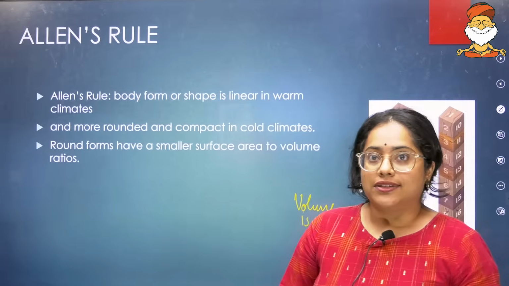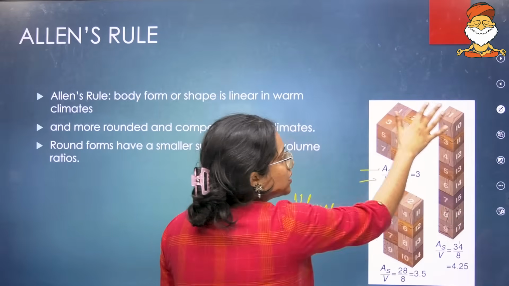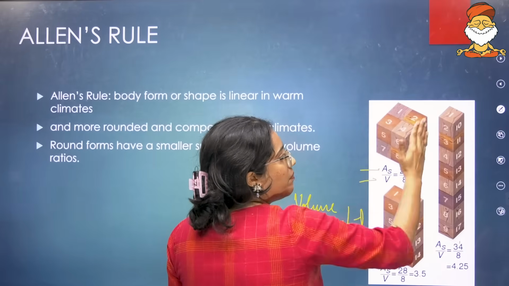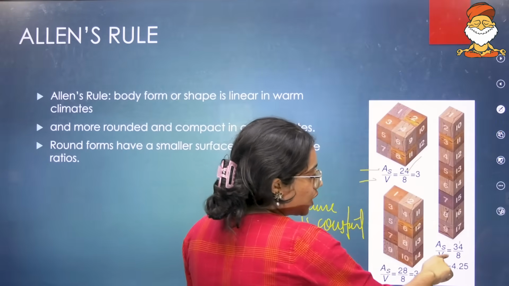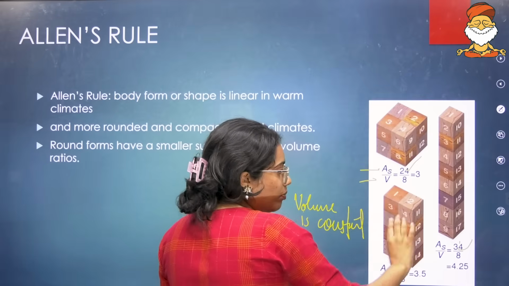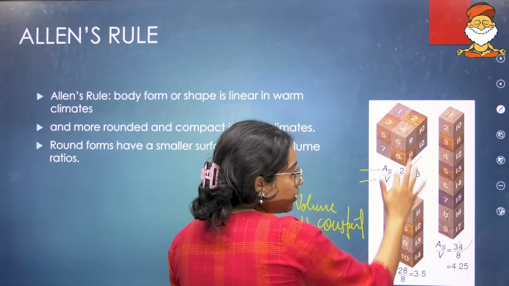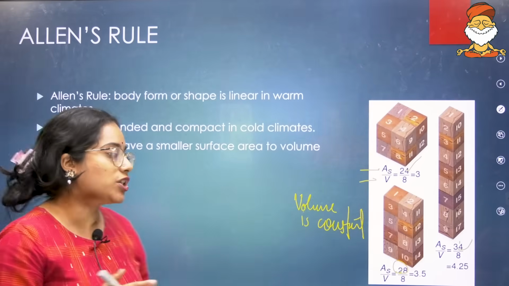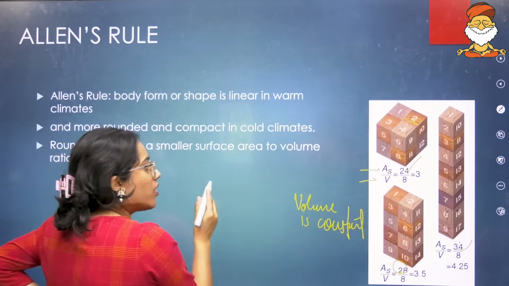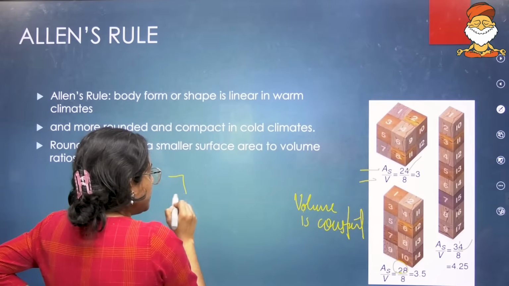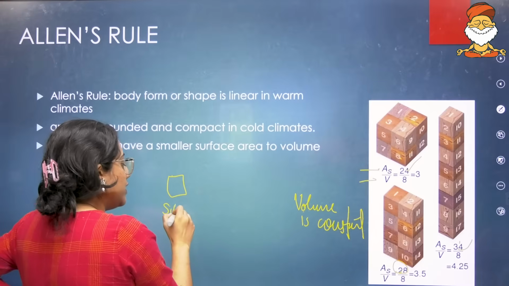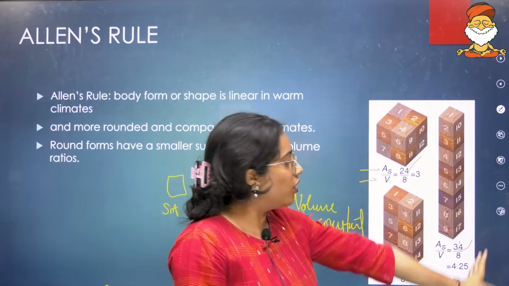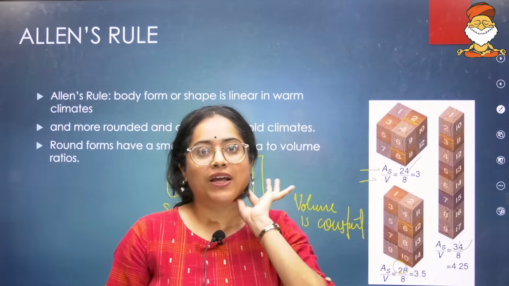But the surface area changes. Surface area over here in this cube shape is almost 24 that they have written. In this long shape, there is more surface area that is exposed out, that is 34. And in this cuboid shape, it's a little bit more than the cube, almost 28. So the surface area has changed between each of these. If you look at this more rounded cube-like shape, the surface area is less. And when you look at something that is taller, longer, the surface area is more.